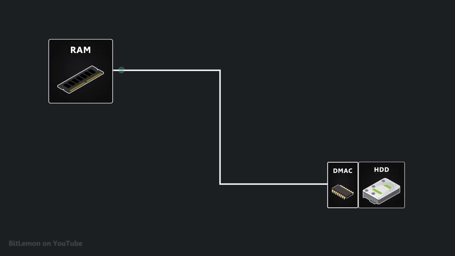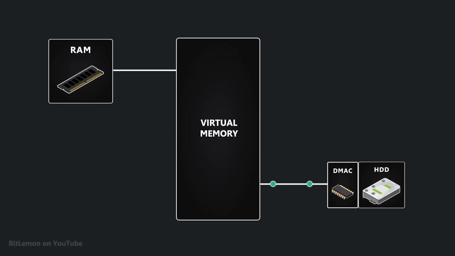DMA controllers are processors designed to transfer data from point A to point B. They aren't aware of the current state of main memory, nor do they need to be. So how do they know where to write or read data from in physical memory? Just like any running process, peripheral devices operate in a virtual address space. This gives them the illusion of having exclusive access to the entire memory space.